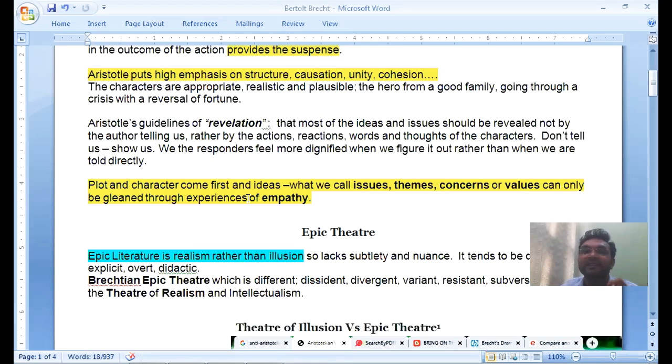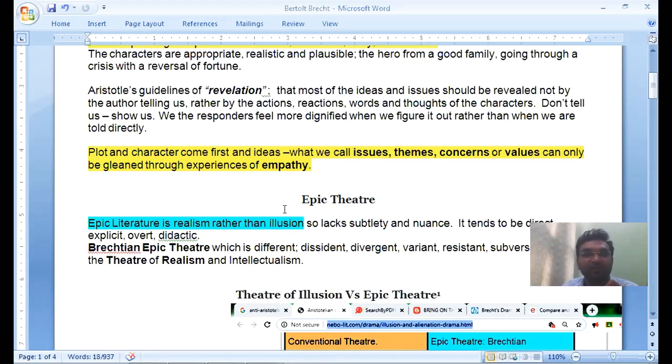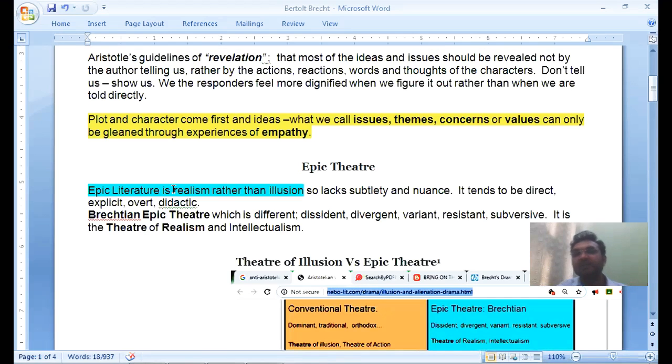But here is a reality-based theory, a reality-based story. Epic theater is a kind of representation of reality, realism. Whatever happens in the surroundings, the audience feel that they can be part of that story. So whatever happens with the characters, they may be part of the audience. Anyone in the audience may think that such an incident, what is happening on the stage, may belong to themselves. This is the difference between epic theater and illusory theater.